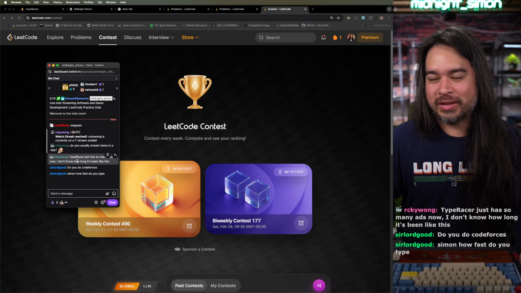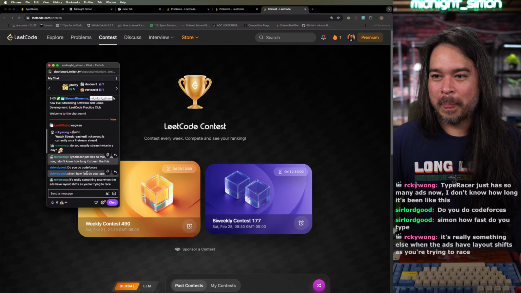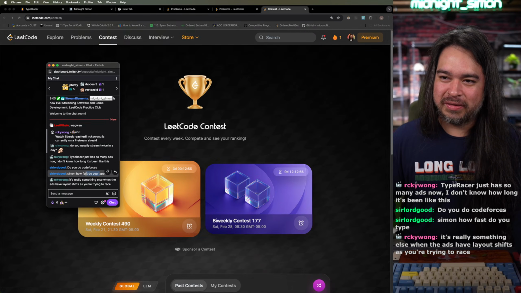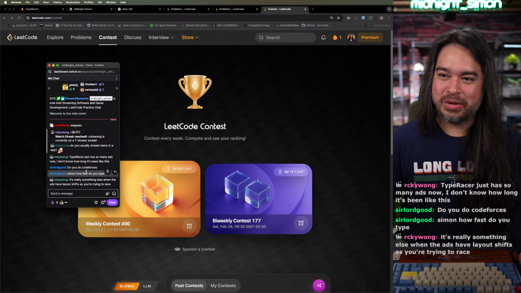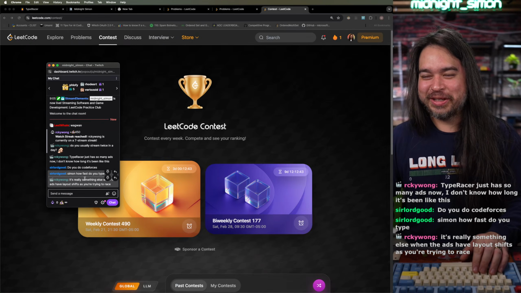Sir Lord Good, what's happening? Do you do Codeforces? I don't. Codeforces is too intense, man. How fast do I type? I'd say anywhere from 85 to 95 on average, but I can hit triple digits if the passage is right. It's really something else when the ads have layout shift as you're trying to race. Yeah, that's annoying for sure, man.